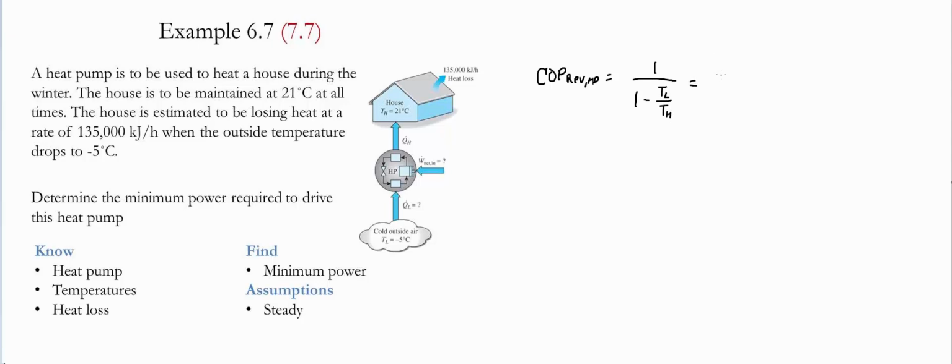Remember, coefficients of performance need to be calculated using absolute temperatures. So 1 minus the low temperature, which is -5 Celsius, so we add 273 to make it into Kelvin. And then the higher temperature is 21 Celsius plus 273. We do this calculation and we find that the coefficient of performance is equal to 11.3.